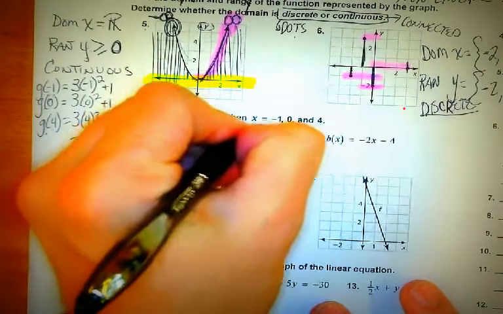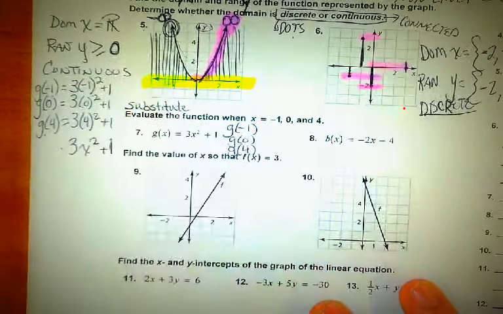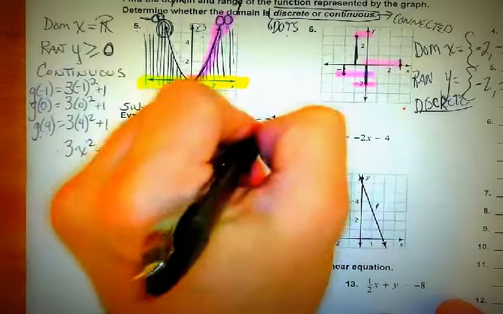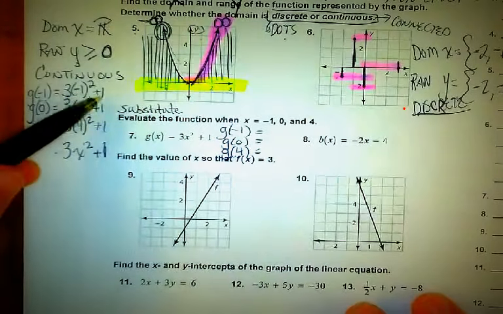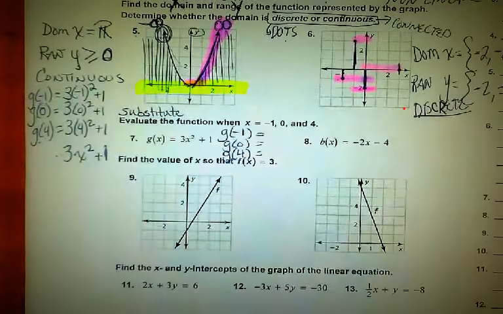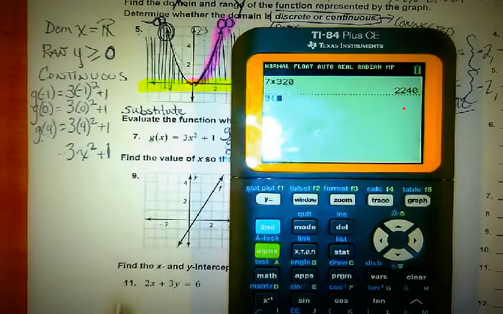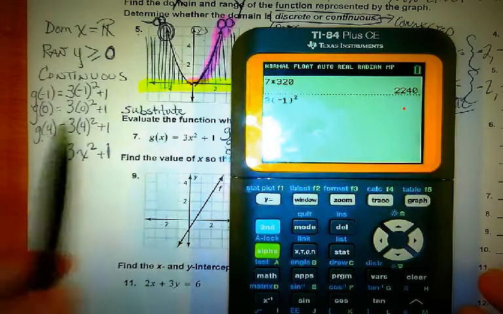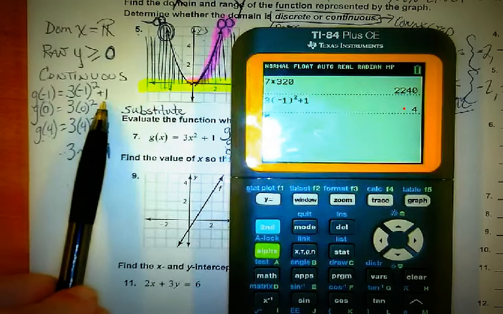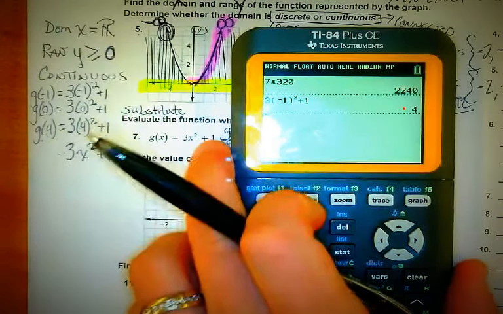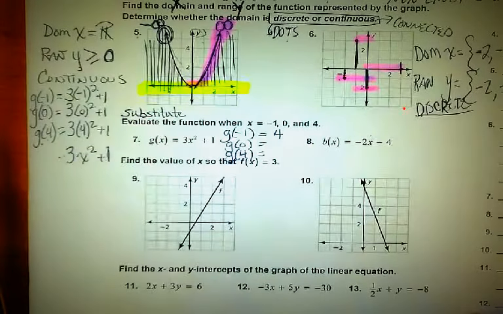Alright, so g of -1, g of 0, g of 4. Now we got everything set up. We're just going to put this into the calculator and read off our answer. The first one we see is 3 times -1 squared, and then plus 1. That's going to give us 4. So g of -1 is 4.